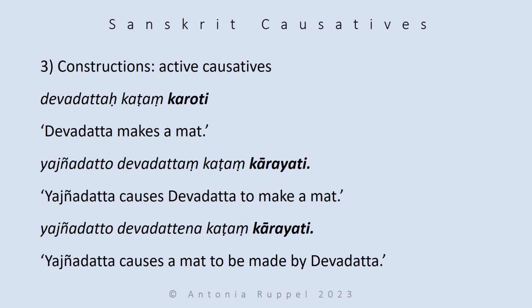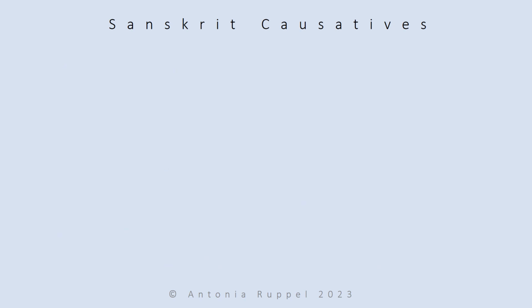The difference, the functional difference between the two is not entirely clear. It seems to be about emphasis, who you want to focus on. So, for example, you cause him to make a mat, or so you cause Devadatta to make a mat, or you cause a mat to be made. Oh, by the way, by Devadatta. So it seems to be a question of focus or emphasis. But there is no clear dividing line.